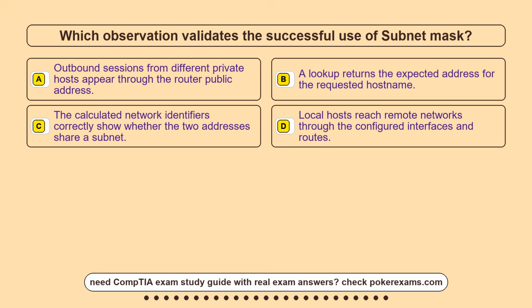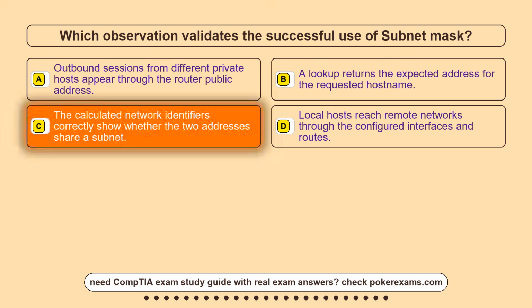Question 22. Which observation validates the successful use of subnet mask? Option A. Outbound sessions from different private hosts appear through the router public address. Option B. A lookup returns the expected address for the requested hostname. Option C. The calculated network identifiers correctly show whether the two addresses share a subnet. Option D. Local hosts reach remote networks through the configured interfaces and routes.